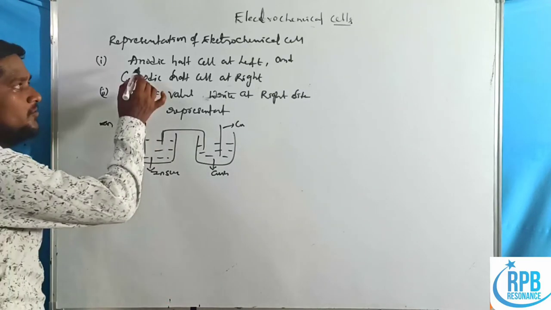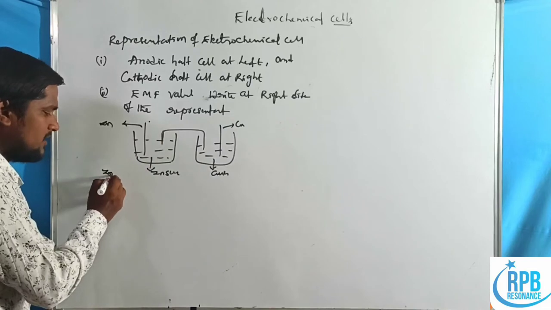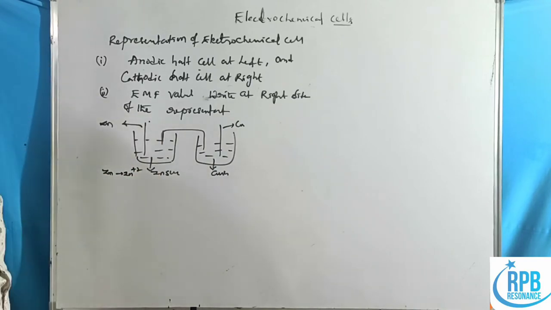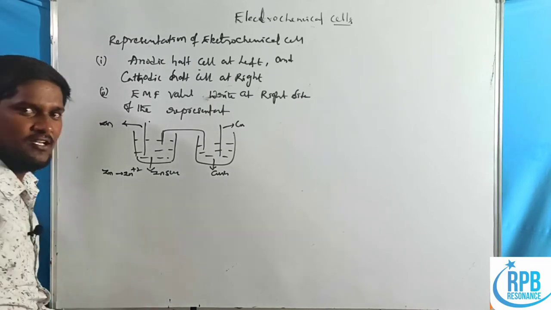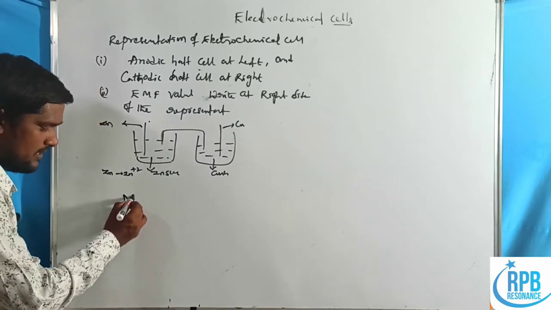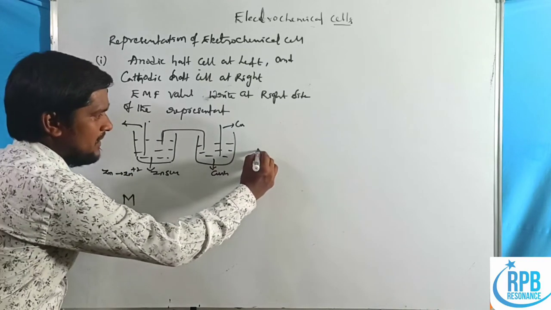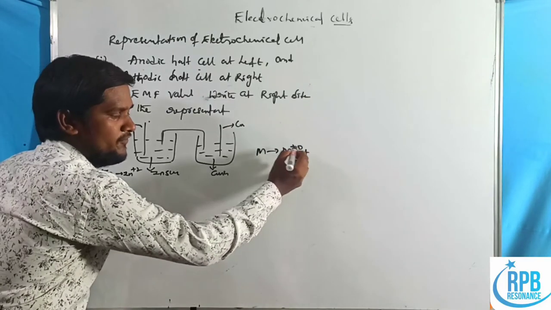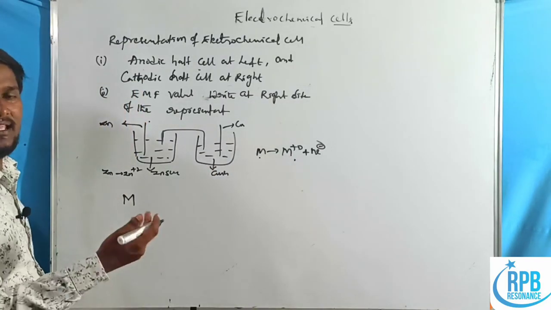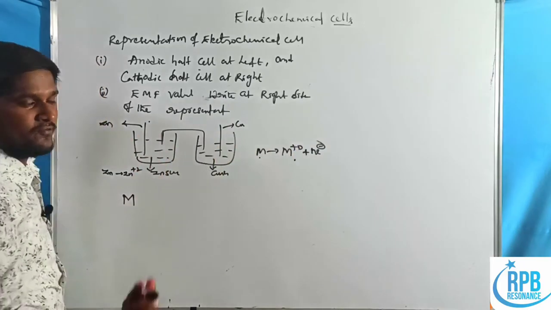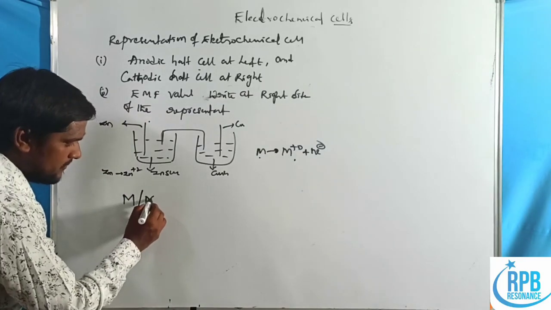First of all, the anodic half cell is on the left side. Anodic half cell means here zinc converts into zinc plus 2. That means first we write the metal, the simplest representation. Anodic half cell means oxidation, always oxidation. Oxidation means metal converts into metal cations, n number of cations of nth oxidation state, plus n electrons. So here the arrow is represented as a single symbol.